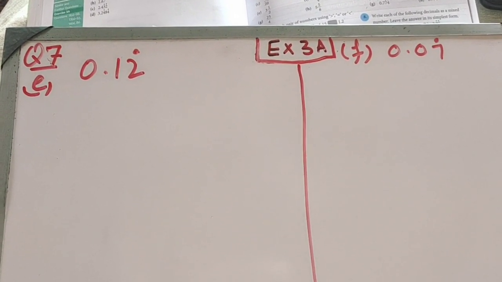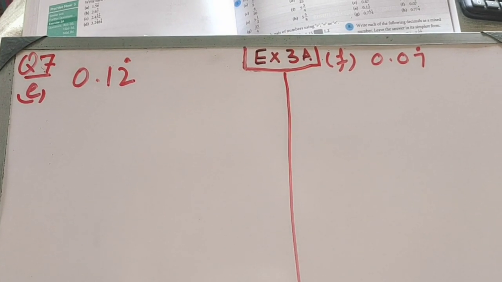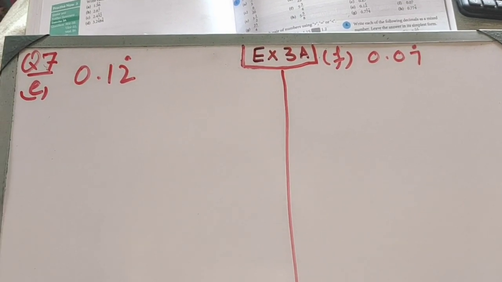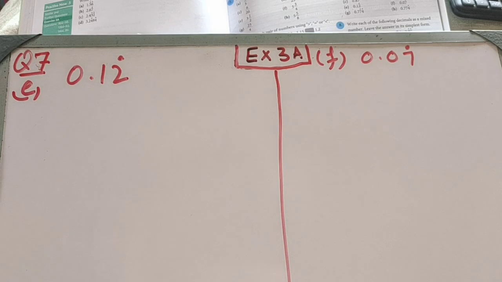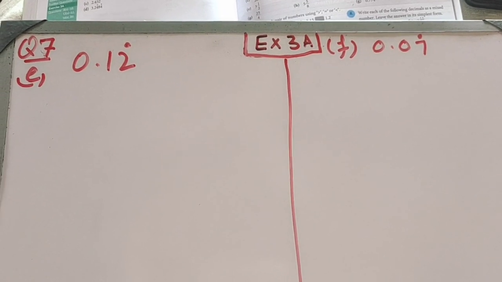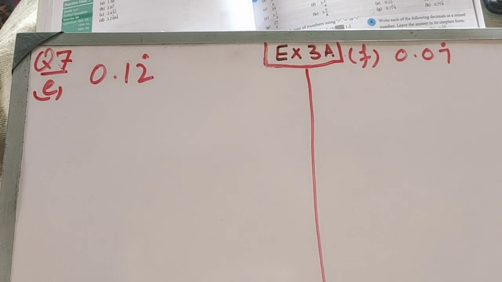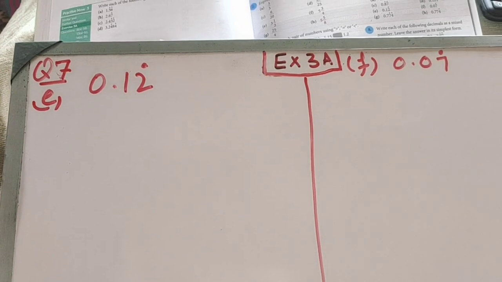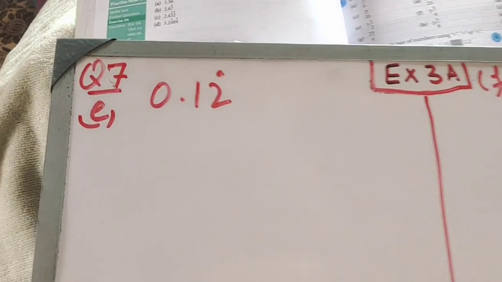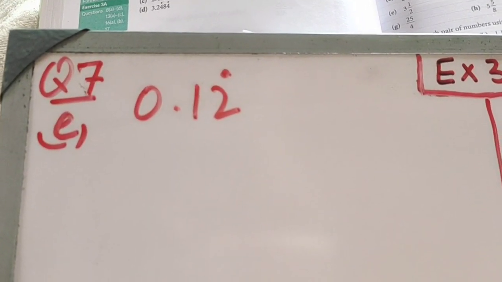Now we're starting question number 7, parts E and F of exercise 3A, D1, 3rd edition. Question number 7 is: express each of the following decimals as a fraction in its simplest form. So part E is 0.12 with a dot over the 2.